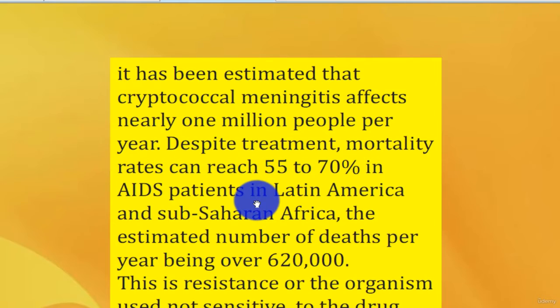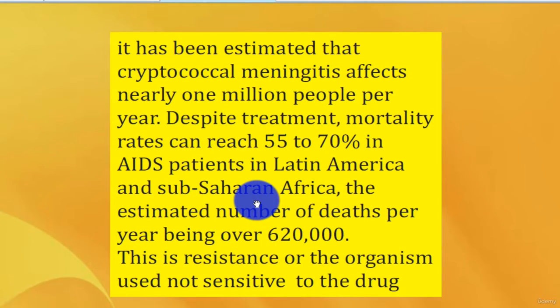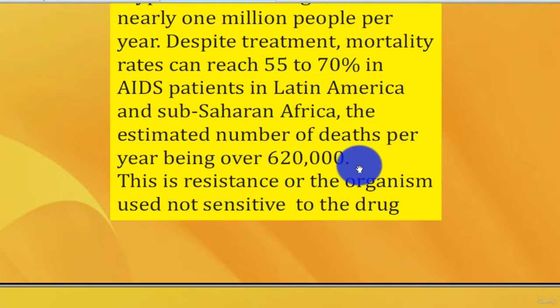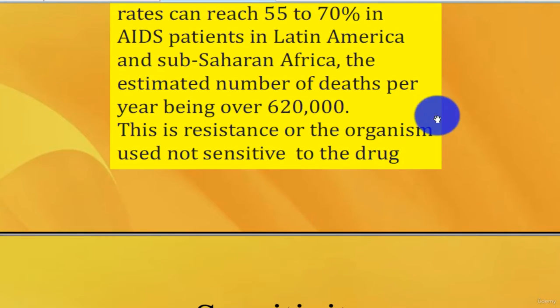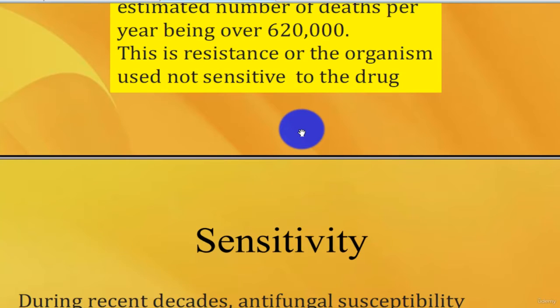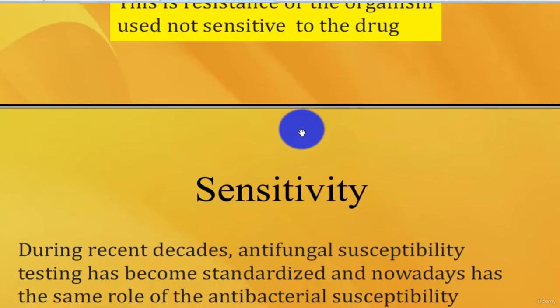It has been estimated that cryptococcal meningitis affects nearly 1 million people per year. Despite treatment, mortality rate can reach 55 to 70% in AIDS patients in Latin America and Sub-Saharan Africa. The estimated number of deaths per year being over 620,000. This is resistance, where the organism is not sensitive to the drug used. And this is a major problem.